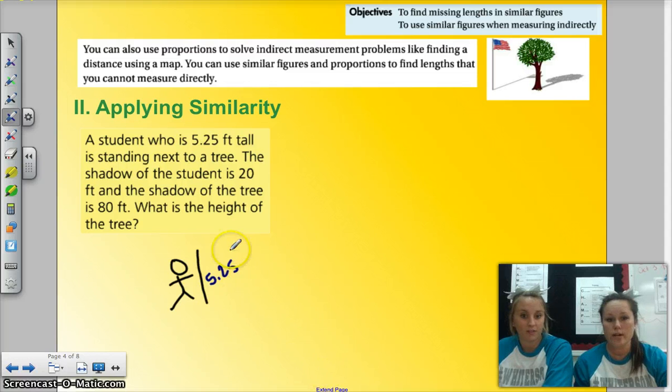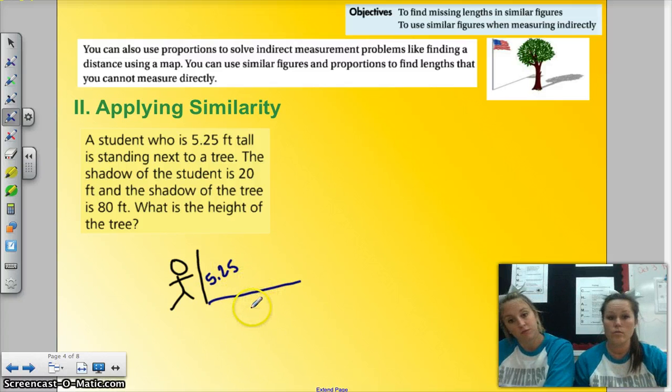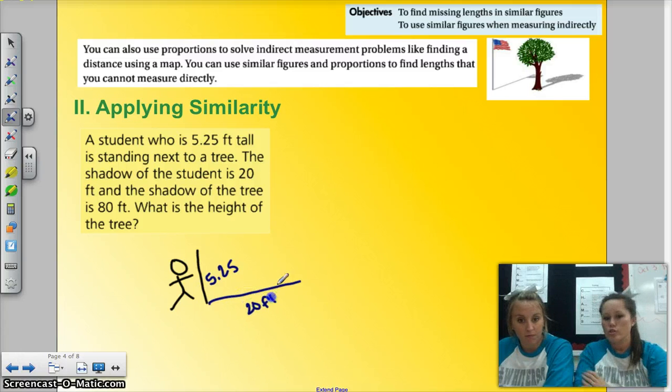And then he's got a shadow coming out. The shadow would be on the ground, right there. And we know his shadow is 20 feet. Then we've got a tree.